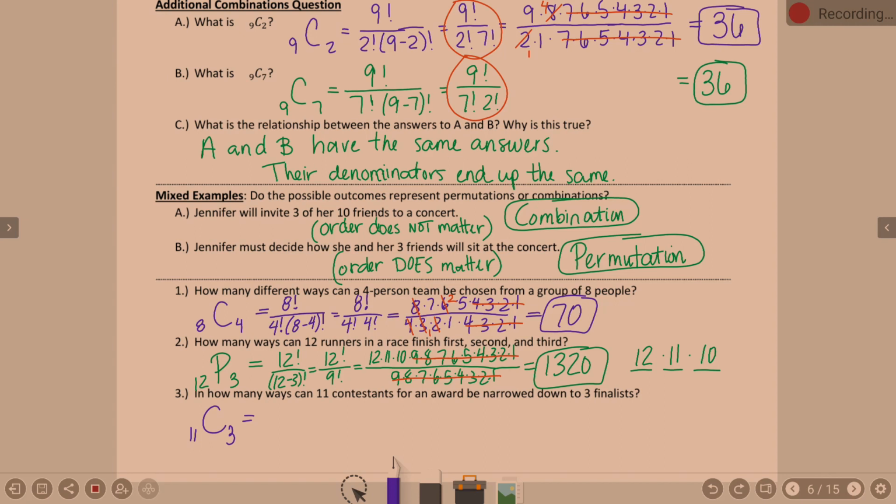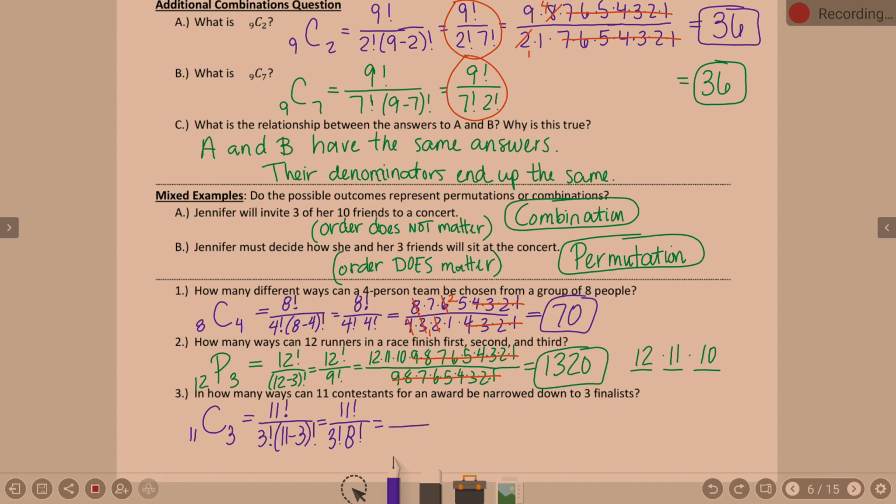On top, whether it's a permutation or a combination, I'm doing 11 factorial. On bottom, since it's a combination, I have to say r factorial, which is 3 factorial, in addition to n minus r, 11 minus 3 factorial. On top, 11 factorial. On bottom, 3 factorial times 8 factorial.